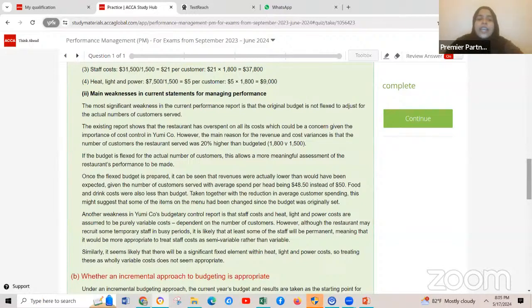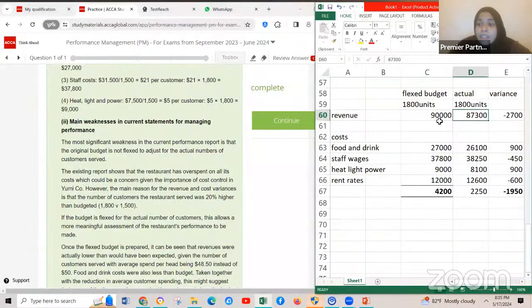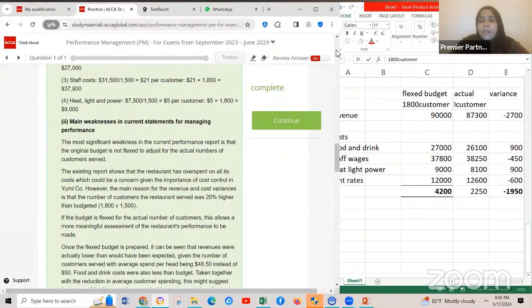If the budget is flexed for the actual number of customers, this allows a more meaningful assessment of the restaurant's performance to be made. Once the flex budget is prepared, it can be seen that revenues were actually lower than what would have been expected. So for 1,800 customers, we should have expected 90,000 revenue, but it was only 87,000, meaning maybe we reduced the price. Maybe we gave offers or something. Because for 1,800 customers, this is not units, it's customers, we should have made a revenue of up to 90,000, but we only made revenue of 87,300. Maybe we gave the customer some discount, especially since the competitor came in.